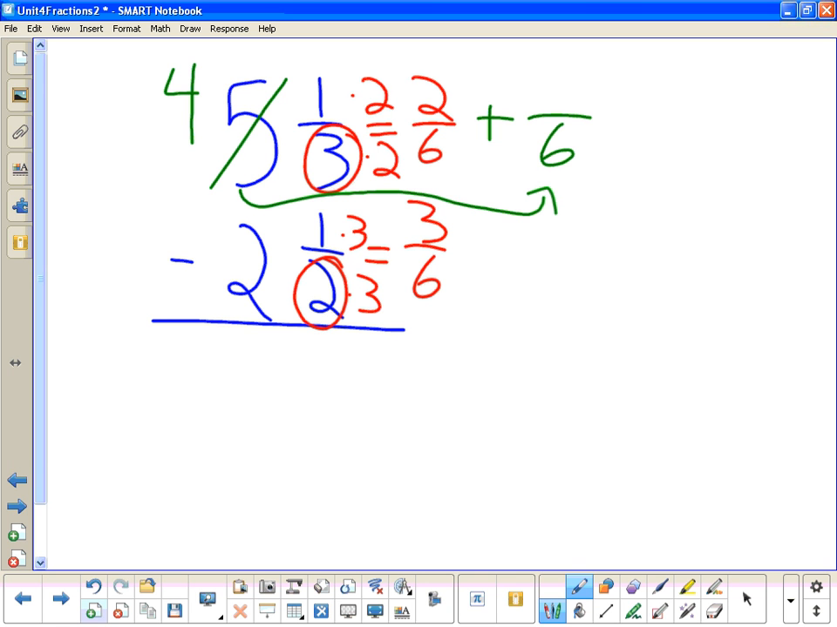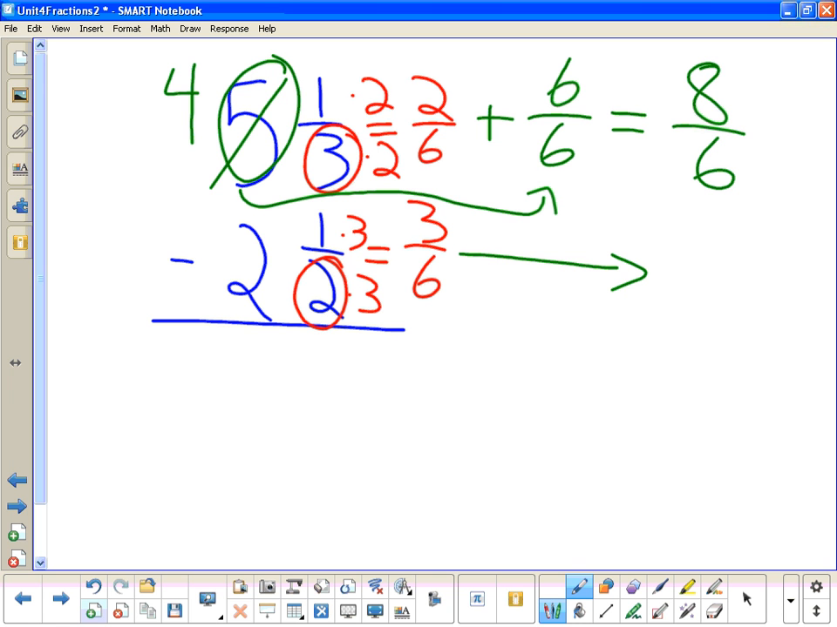And if I want to have a whole from that, the whole that I'm borrowing from over here, I need to make it 6 sixths. We need to have all the sixths. So let's go ahead and add those together. 2 plus 6 gives us 8, and our denominator stays the same. Let's go ahead and move this bottom fraction over. 3 sixths.